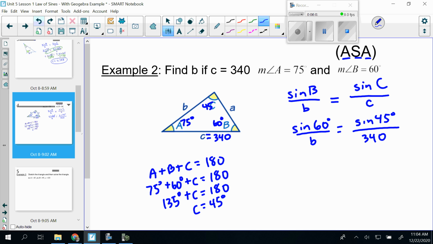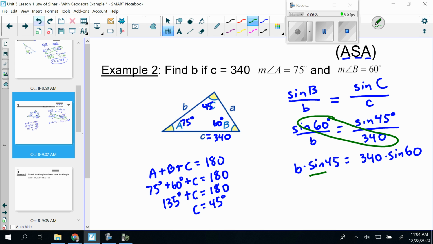So sometimes you might have to do a quick solve for an angle if you have this angle-side-angle situation. All right, same as last time now. Let's cross multiply here. We can multiply these two and the other two and solve here. So now we've got B times sine 45 equals 340 times sine of 60. Divide by sine of 45, and we should be able to get our answer here.